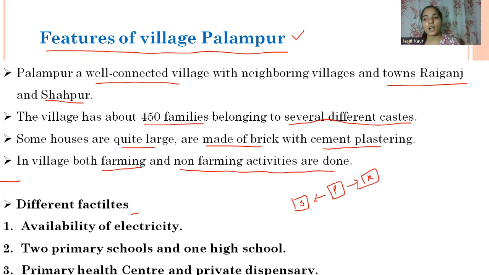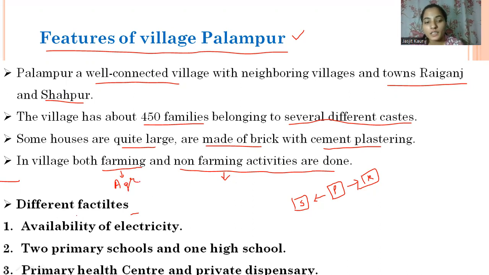So what do you mean by farming and non-farming activities? Yes, from the name itself, it is explanatory. Farming activities are related to agriculture, whereas non-farming activities are not related to agriculture. So apart from agriculture, all the other activities like banking, the service sector, and transportation are all included in non-farming activities, whereas farming activities are related to agriculture. So these are the features of village Palampur.